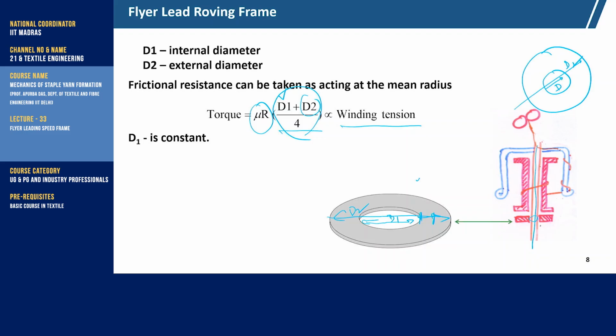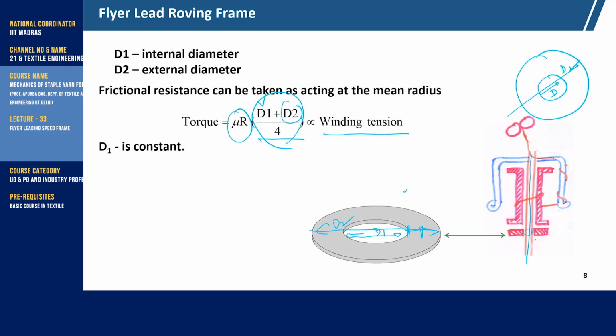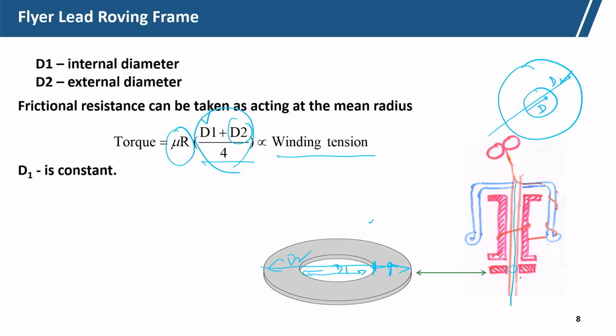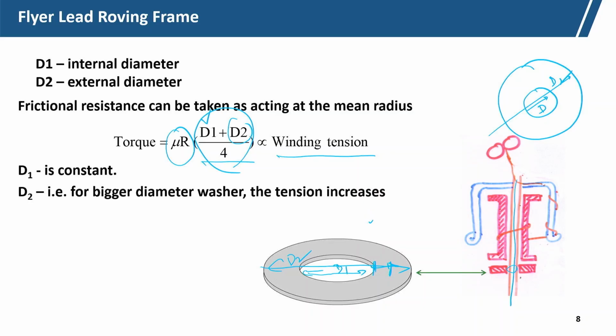So, we can manipulate the winding tension. If there is higher breakage taking place, in that case we can reduce the D2, the outer diameter, and if there is a soft package, then we can increase the winding tension by increasing the D2. So, with D2, that is the bigger diameter washer, the tension increases, and vice versa. Okay.